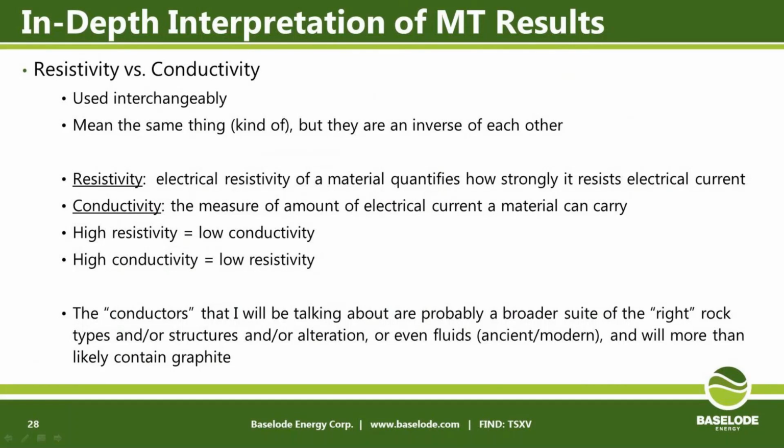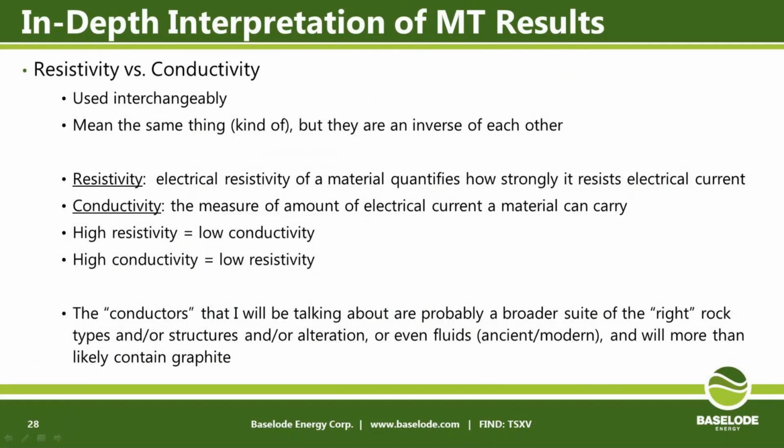As per the definitions, resistivity is how strongly a material resists electrical current, making it resistive, whereas conductivity is the amount of electrical current a material can carry, making it conductive. High resistivity equals low conductivity, and high conductivity equals low resistivity.